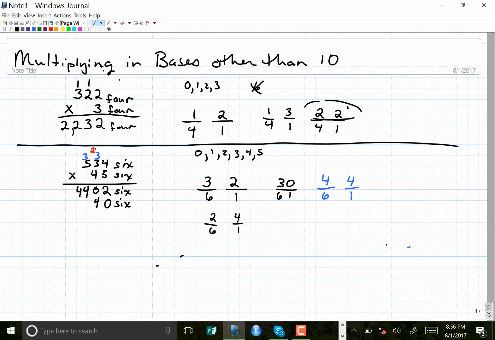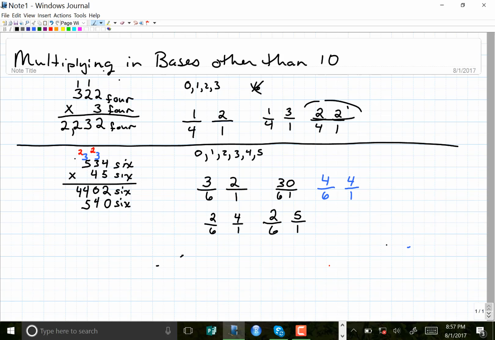So in order to write 17, I'm going to need 2 of these, that's 12, and 5 1s. So 12 and 5 is 17. Okay, so again, I'm going to put down the 5, and I'm going to carry the 2. And then I'm going to multiply the 4 times the 5 now. Okay, so we have 4 times 5 is 20, plus 2 is 22.